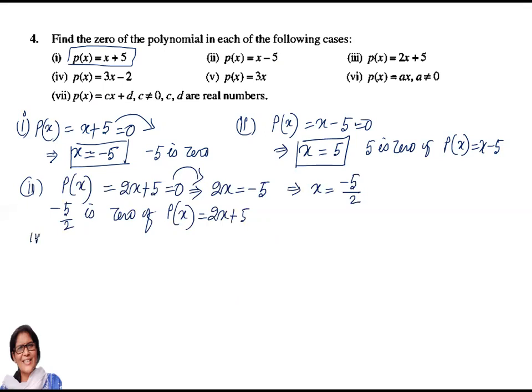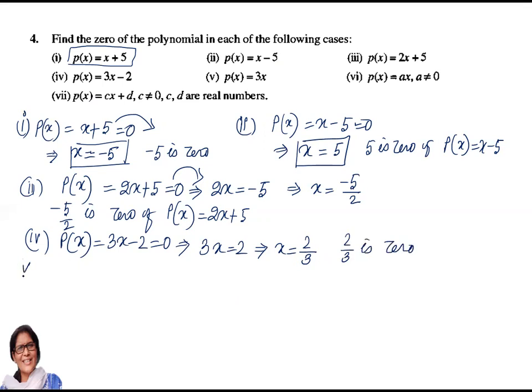Fourth one, p(x) is equal to 3x minus 2. I hope you can try yourself. This is equal to 0 implies that 3x is equal to 2. This implies that x is equal to 2 by 3. So 2 by 3 is 0.